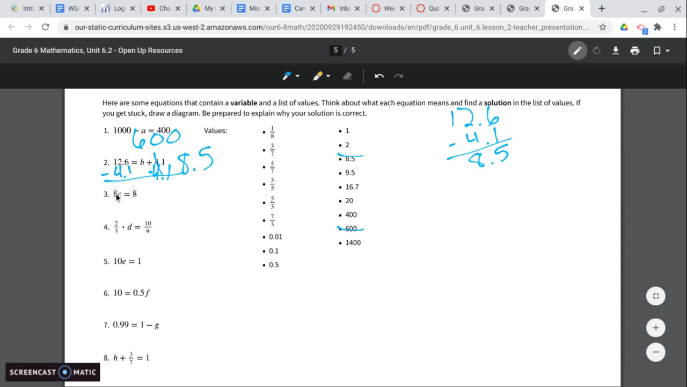All right, here we have 8C equals 8. If we divide both sides by 8, 8 times what equals 8? Well, 8 times 1 equals 8.